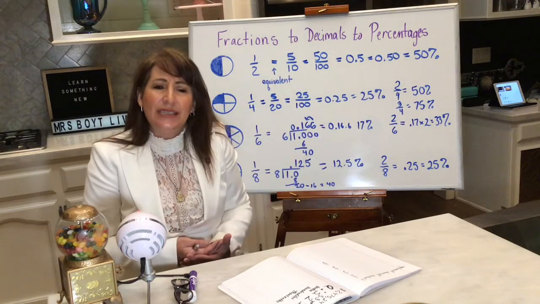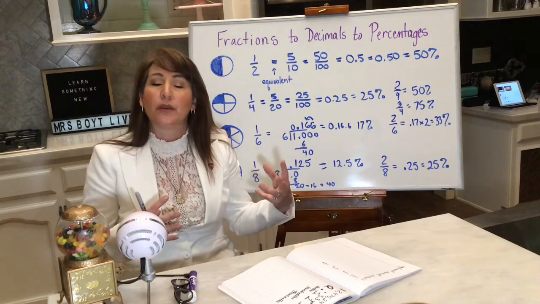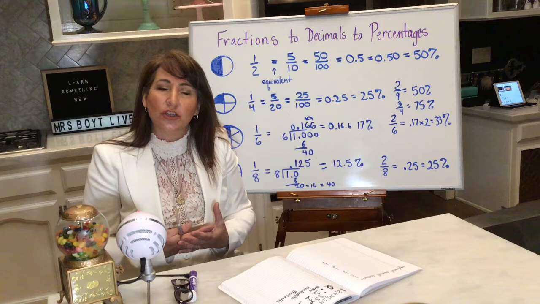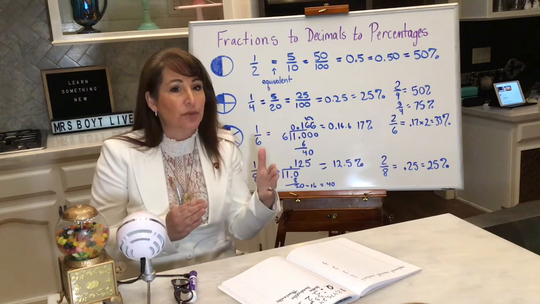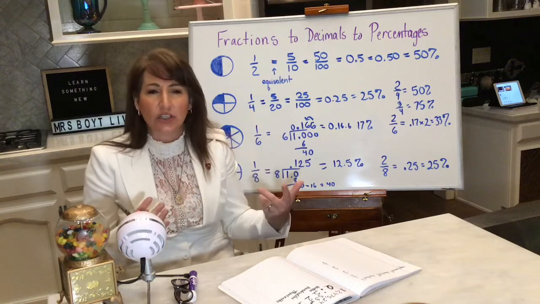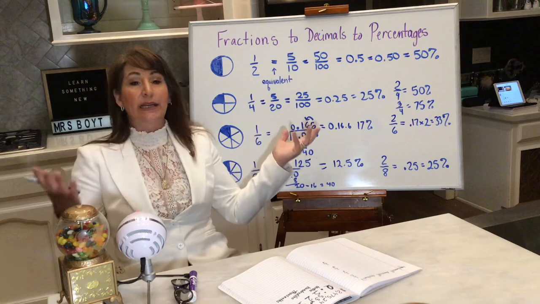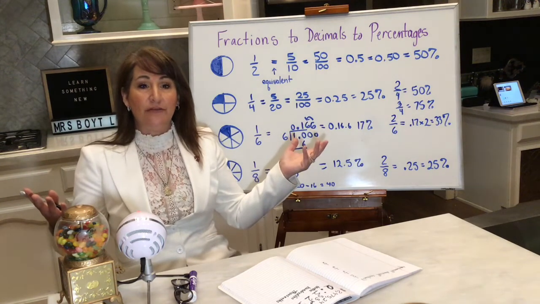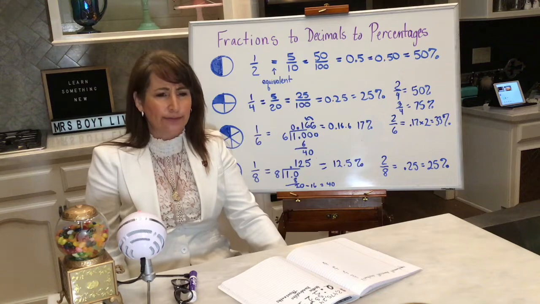But 1/2 is easy, right? It's an equal number. But what if you have something like 1/4? 1/4 can't turn into a 10. You can't turn a 4 into 10 by multiplying it by a number. You actually can't. But you can turn 4 into 20 by multiplying it by 5, and then you can multiply the top by 5. 5/20ths.